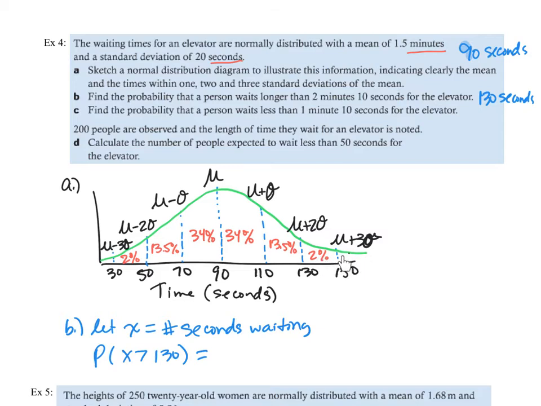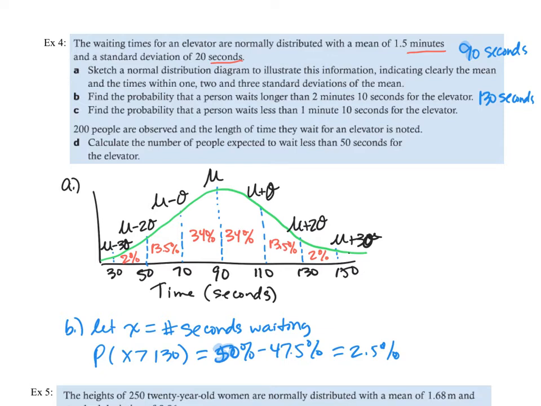That would be the area of the curve that represents the number of people that wait more than 130 seconds. So we're going to take 50%, that right half of the curve. Okay, 50%. And we're going to subtract 47.5%. Again, that 47.5% would be this part of the curve, 34 plus 13.5. That would leave us with this area. And that gives us 2.5%. So that's the probability that a person is going to wait longer than 130 seconds for the elevator.